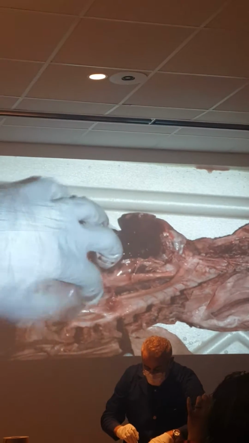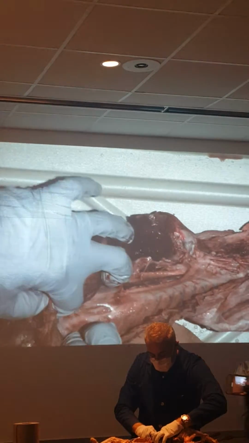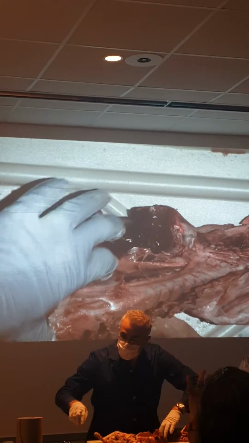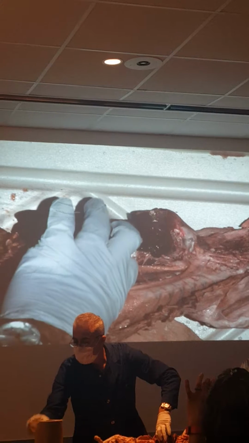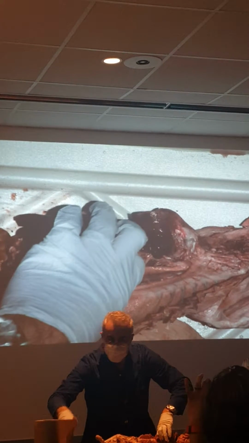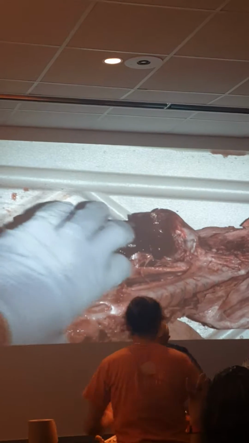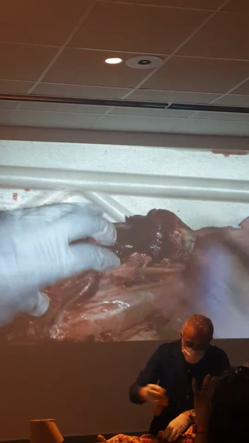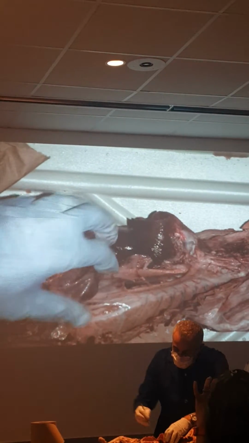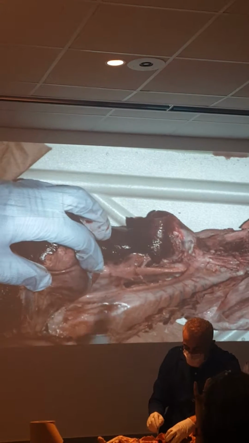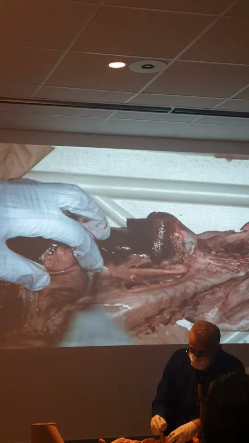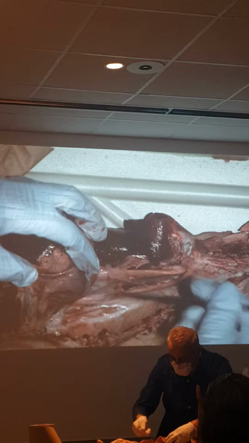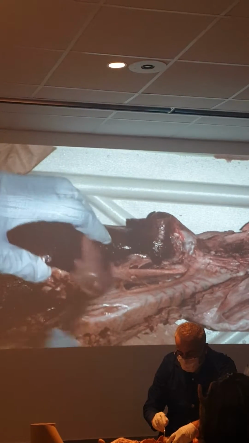So, opening it up. You can see the descending aorta, and it is feeding the esophagus with blood vessels, right? And ribcage. Then it goes through the diaphragm. This is the diaphragm, isn't it? Yes. Okay.